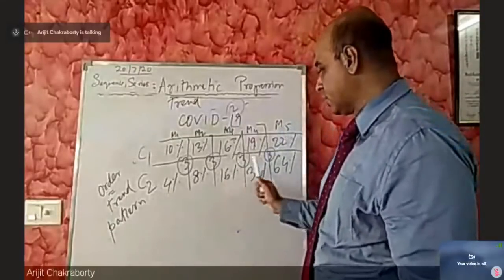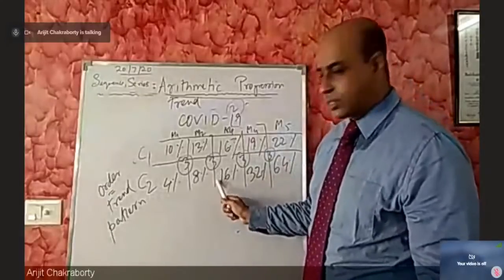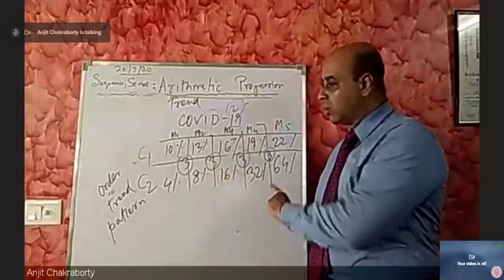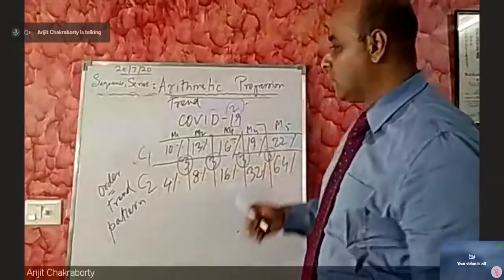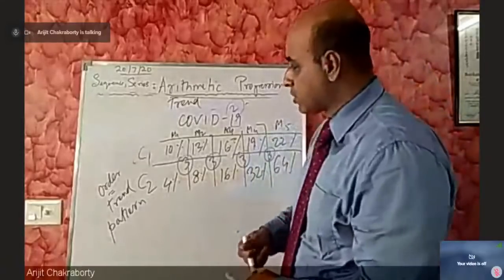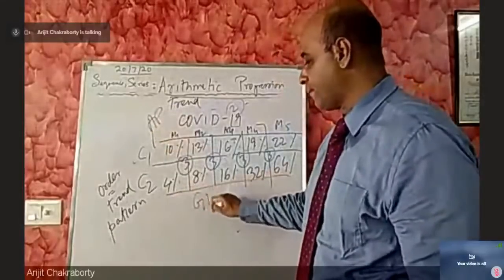4, 8, 16, 32, 64. 4 twos are 8, 8 twos are 16, 16 twos are 32, and 32 into 2 gives you 64. So the first example was an AP. It's an arithmetic progression. It is increasing AP. The second case is a GP.